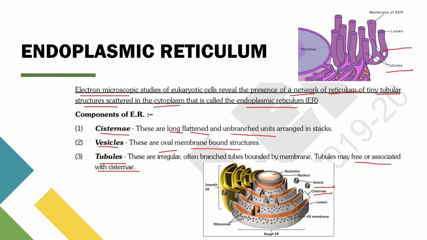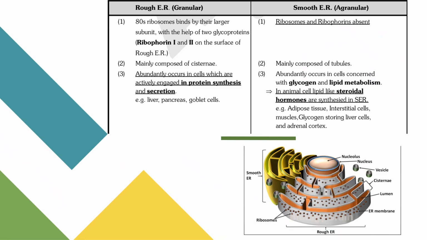Now let's look at the types of endoplasmic reticulum. So there are basically two types of endoplasmic reticulum. First one is rough and second one is smooth. So what is the difference between rough endoplasmic reticulum and smooth endoplasmic reticulum? Rough endoplasmic reticulum are granular structures. They are rough structures, and smooth endoplasmic reticulum are agranular because they do not contain any granules.